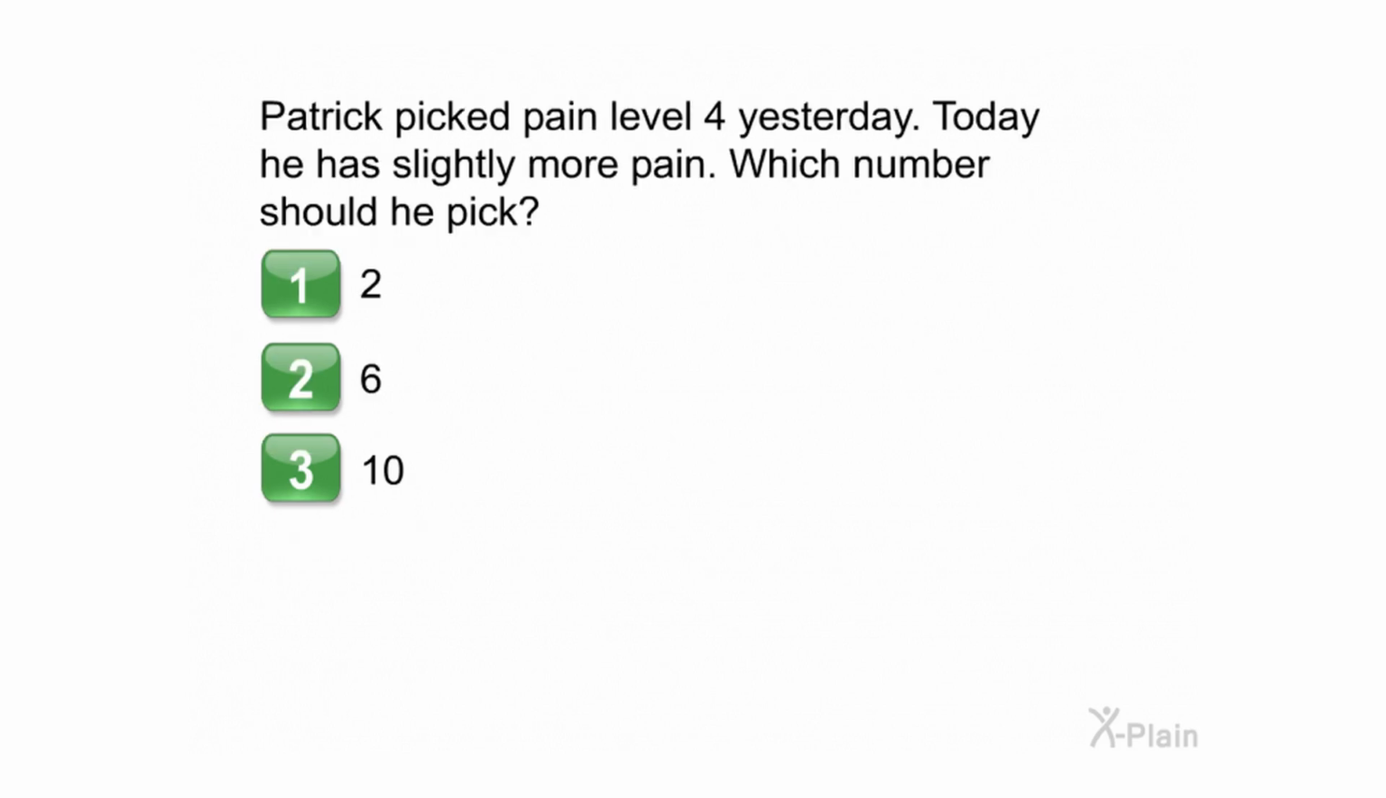Patrick picked pain level 4 yesterday. Today he has slightly more pain. Which number should he pick? Choose one of the following options. 1, 2, 2, 6, 3, 10.